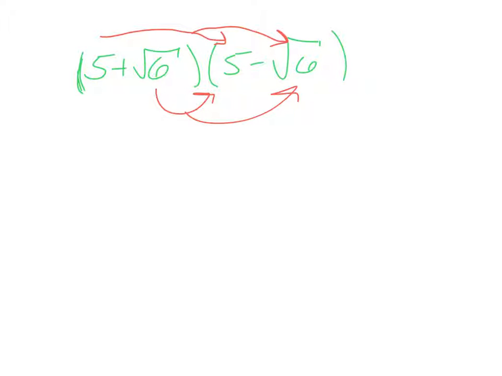All right, so make sure you get everything taken care of, and to make sure of that, stick with the first term until you're done with it. So what's 5 times 5? 25 still. What about 5 times negative radical 6? Negative 5 radical 6. Okay, now we're done with that one, right?